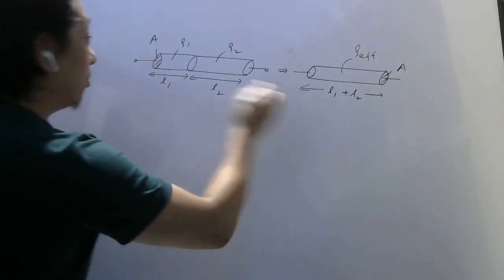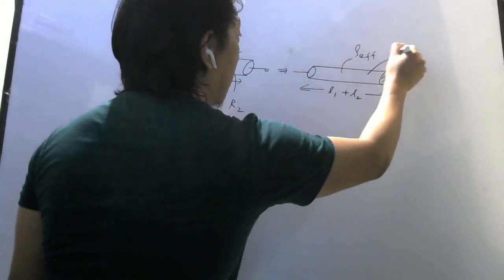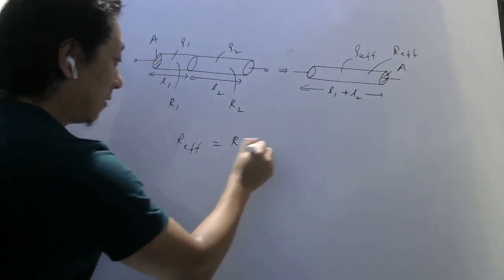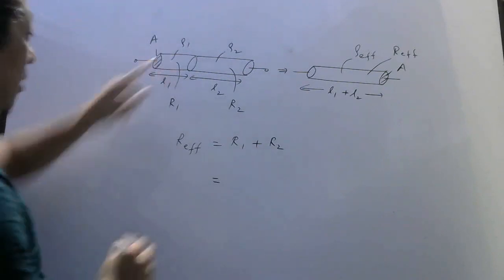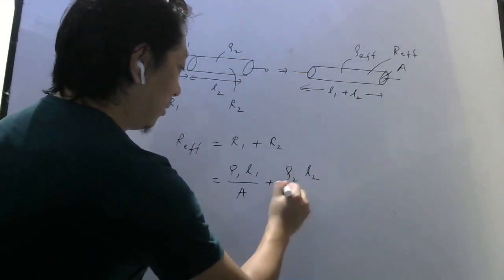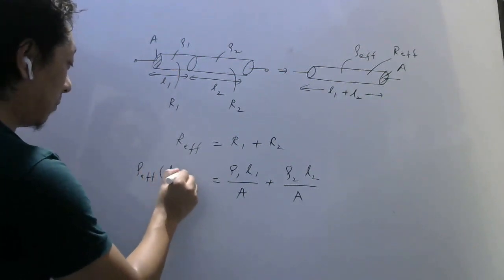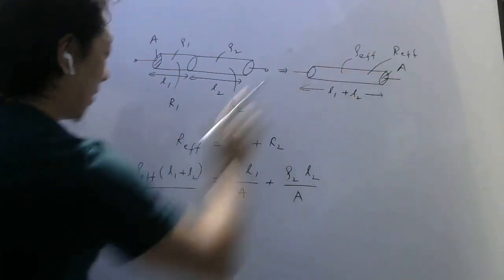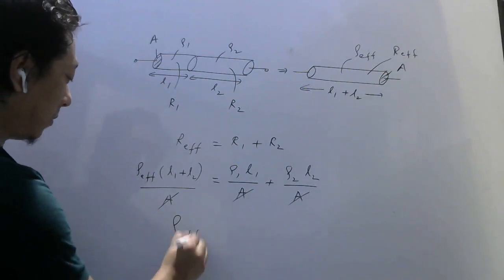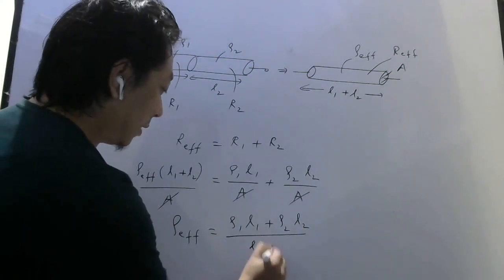Okay, so now you know that if this has resistance R1, this has resistance R2, and this will have resistance R effective. Since it is a series combination, what formula will you write? R effective is R1 plus R2. So what will be R1? Rho 1 L1 by A. Here rho 2 L2 by A. And for this, what will you write? Rho effective, length is L1 plus L2, divided by area, which is the same, right? So A. So area you can take common here and cancel. So rho effective will be rho 1 L1 plus rho 2 L2 by L1 plus L2.